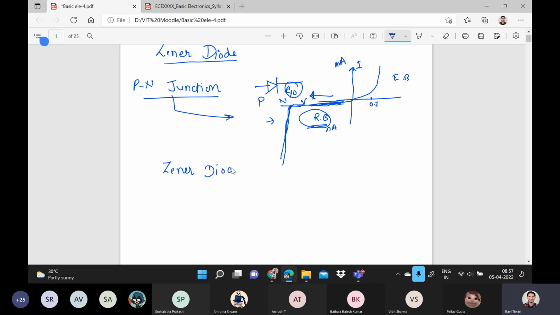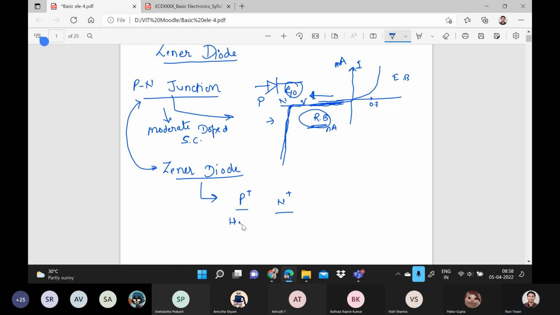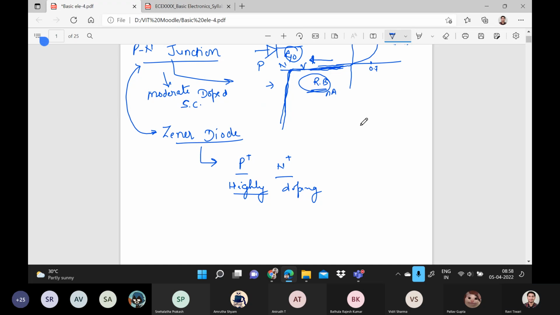In the case of a Zener diode, what is the difference between the PN and Zener in construction? In a PN junction diode, we use moderately doped semiconductors. If I consider a Zener diode, we are taking highly doped P and N type semiconductors. Because of this high doping, even a slight increase in the reverse bias voltage causes an abrupt increase in the current.